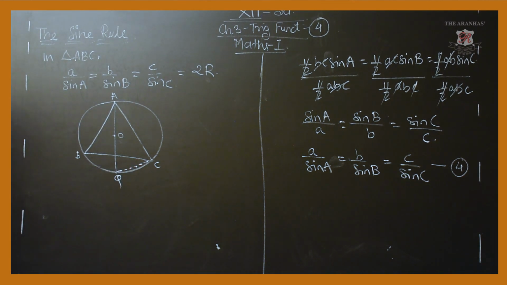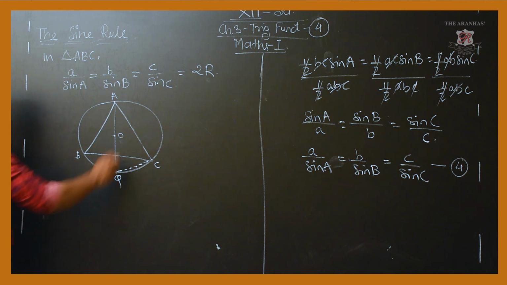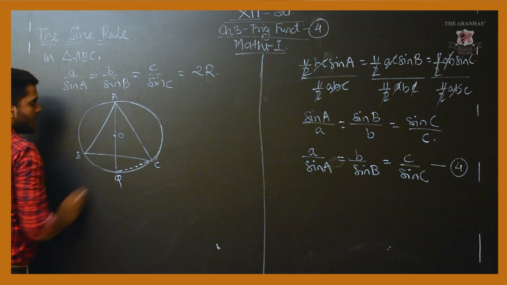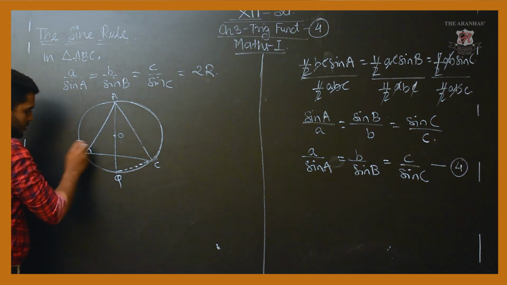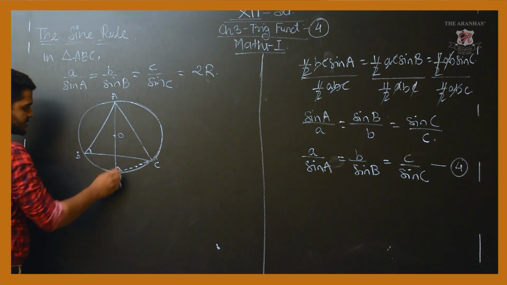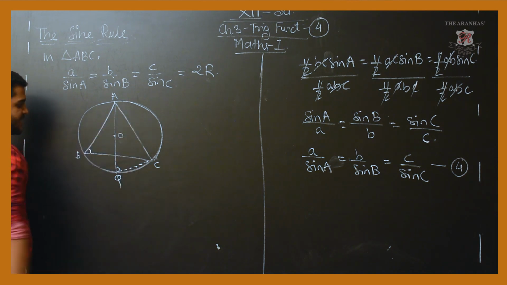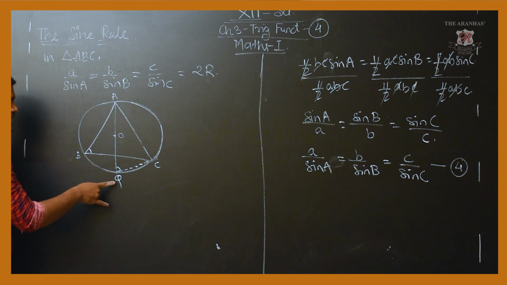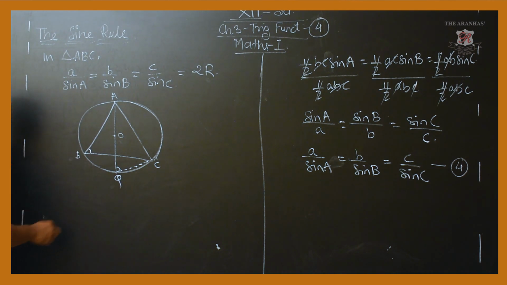This is my construction. Now, if you observe arc AC, these two angles inscribe that arc AC. Correct? So therefore, what I can say, angle B is equal to angle Q. Correct? Just now we have seen the property. So using that, we can prove this.